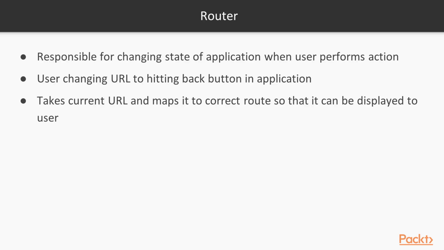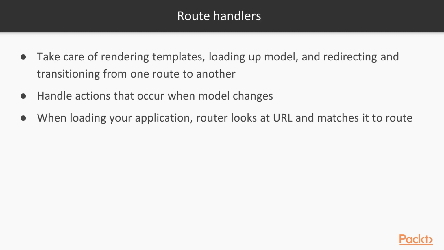The router in Ember is responsible for changing the state of the application when a user performs an action. This can be anything from the user changing the URL to hitting the back button in the application. Regardless of what action is performed, the route handler is responsible. It takes the current URL and maps it to the correct route so that it can be displayed to the user. Route handlers take care of rendering templates, loading up the model, and redirecting and transitioning from one route to another. They can also handle actions that occur when the model changes.